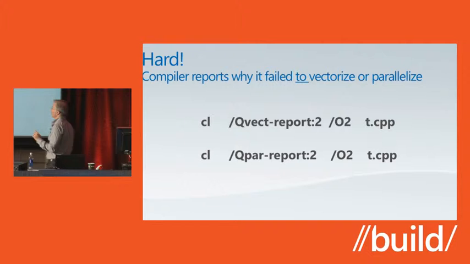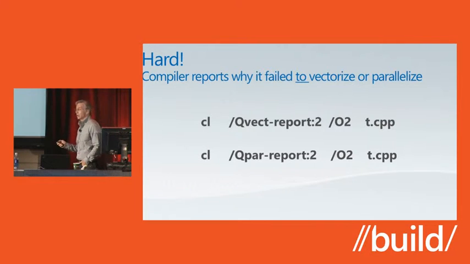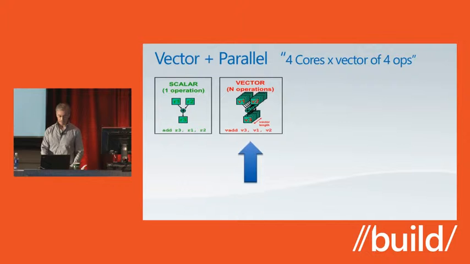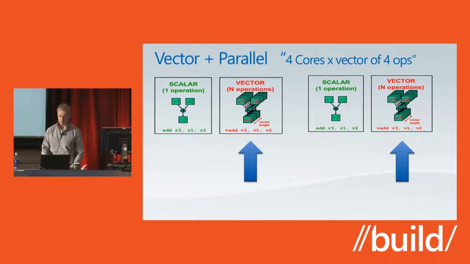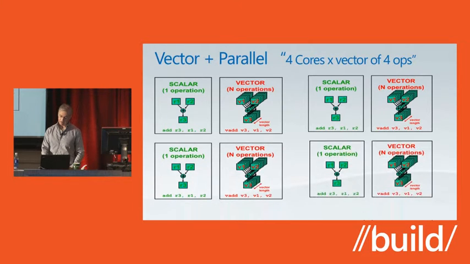So it's hard. What we've done is we've given you two switches. QVecReport:2 will tell you what are the loops we didn't vectorize, and will give you all the reasons why, so you can go and modify the code. And then we also have another one for the parallelizer. The number of reasons are all documented on MSDN, I think, as of last month. So that's doing 4 things at once. That's doing 8 things. That's doing 16 things at once.